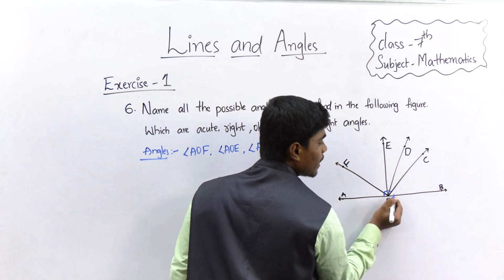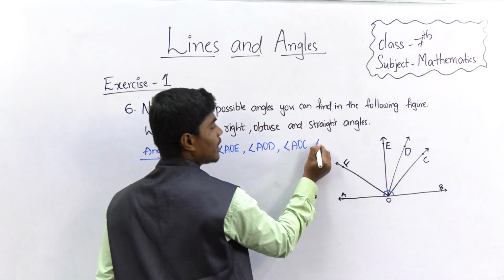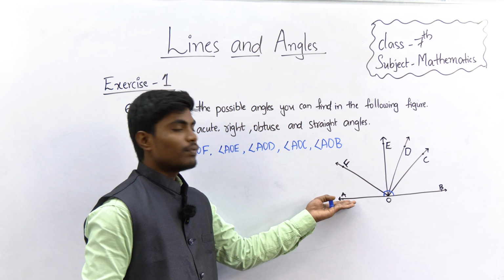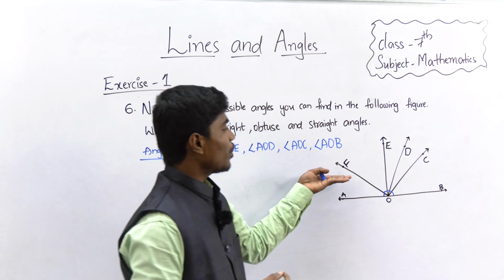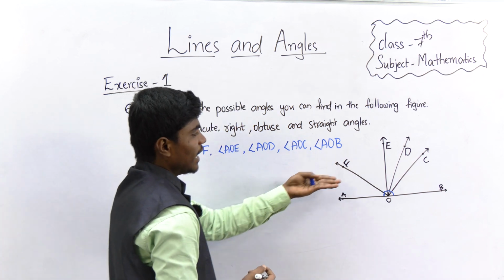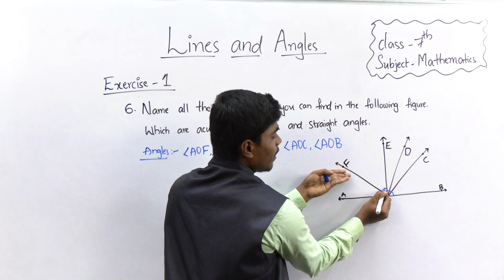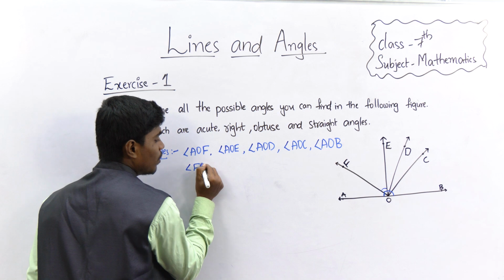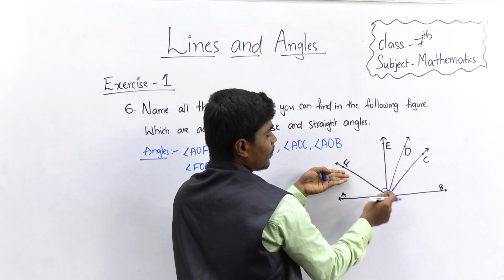Next, let's take A and B. Here AOB. Totally one angle is formed. So angle AOB. The angles which are formed with A are completed. Now let's take point F. F and E. See, FOE. Here one angle is formed. So angle FOE.